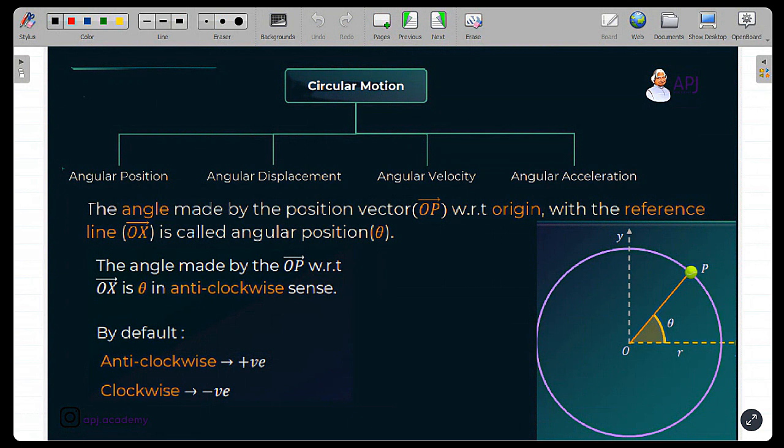The angle made by the position vector OP with respect to the origin, with the reference line OX. Did you find the reference line OX? If you're not able to see X, try to visualize X here. X is somewhere. This is Y. This will be X. X is the axis. So this is your OX line.